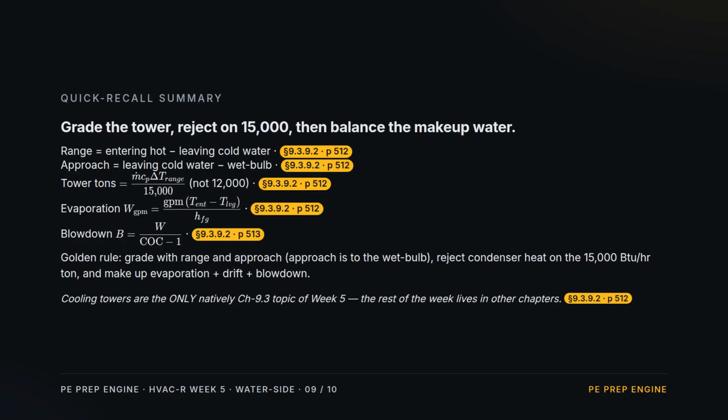Quick recall. Range is entering hot minus leaving cold water. Approach is leaving cold water minus the wet bulb. Tower tons is the waterside heat rejection over 15,000, not 12,000. Evaporation is the GPM form over the latent heat, and blowdown is that over cycles of concentration minus 1. Golden rule. Grade with range and approach. Reject on the 15,000 ton, and make up evaporation, drift, and blowdown.